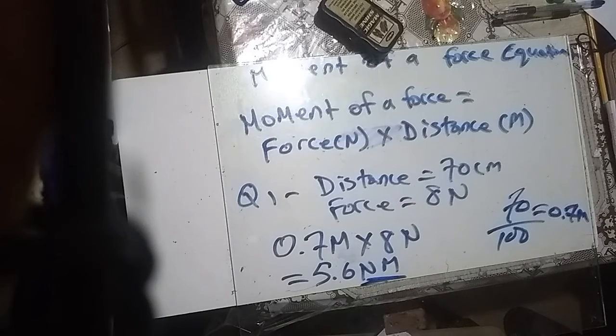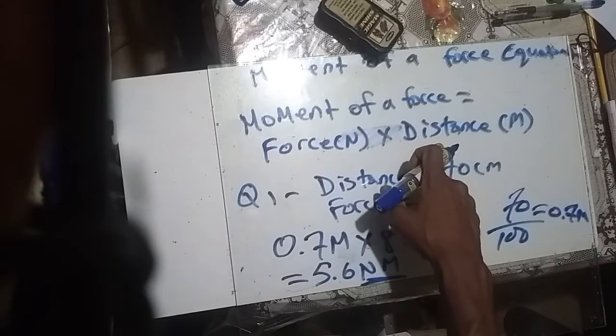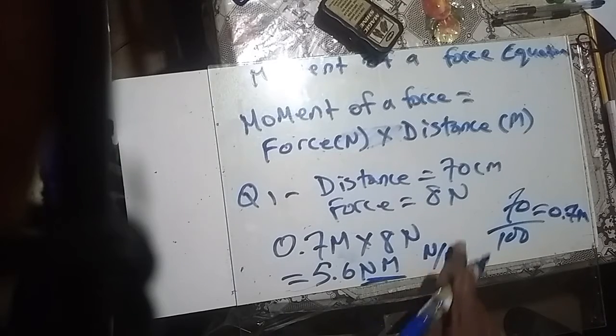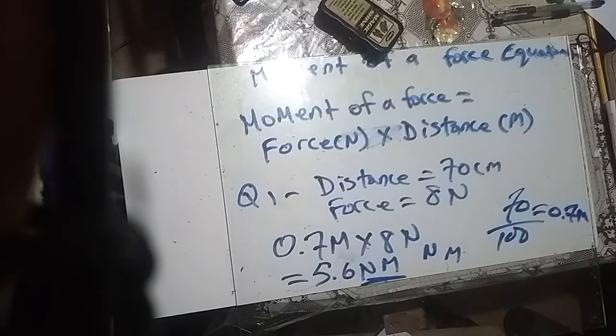You see why you end up with the Newton meter? You did not end up with Newton per meter because you never divide them. It is not force divided by distance. You would have got Newton per meter. It is force times distance, hence you get Newton meter. Wonderful.